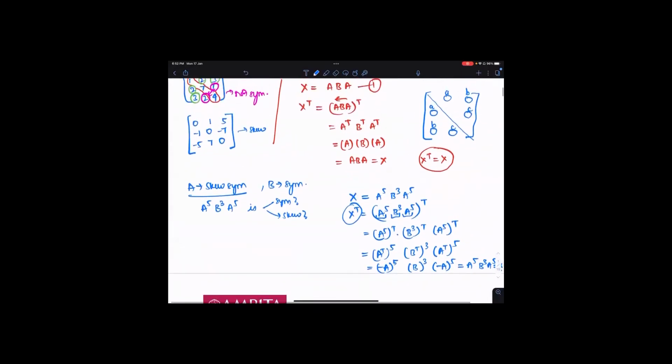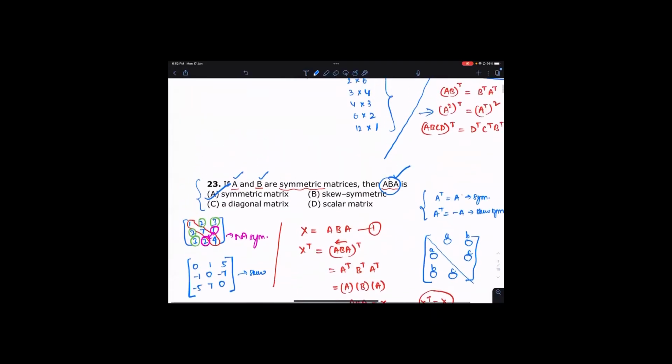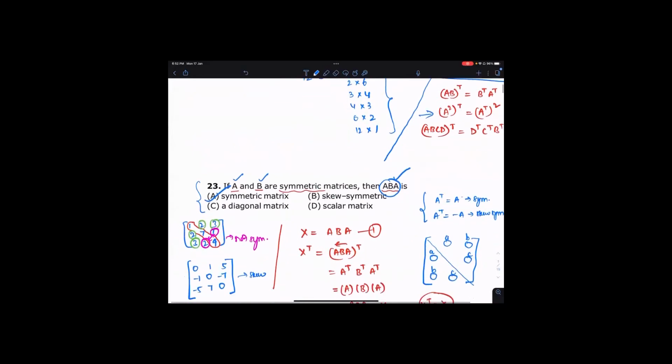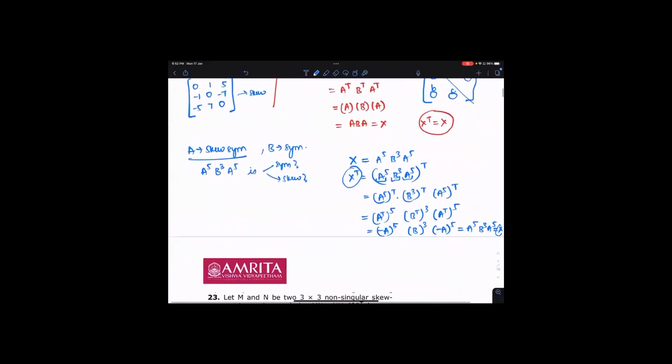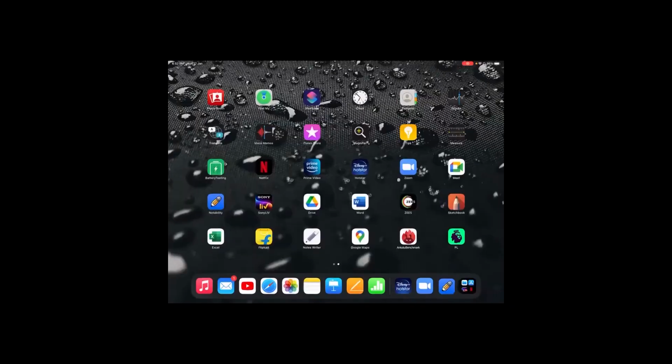So whenever you have these kind of questions where they have given A and B, whether they are symmetric and skew symmetric, and some combination of A and B, they are asking whether it is symmetric or skew symmetric, this is what you have to do. Any doubts up till now? Let me just check the chat box.